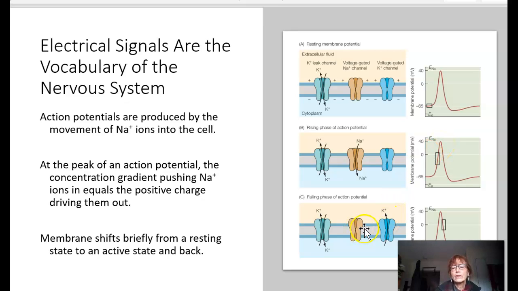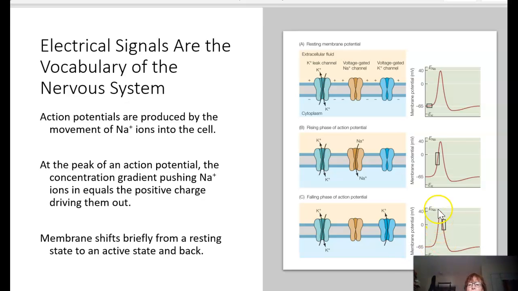And then down in the bottom, if I can move this a little bit, we see the falling phase. This one had the sodium voltage gate open. Now this one has the potassium voltage gate open as well as this leak channel. And so what we see is this falling phase. We see potassium driving this activity when we see repolarization. So we have resting potential, depolarization, and then repolarization.